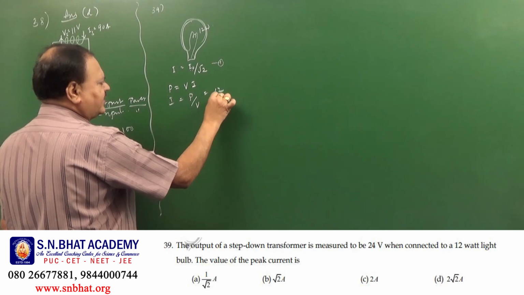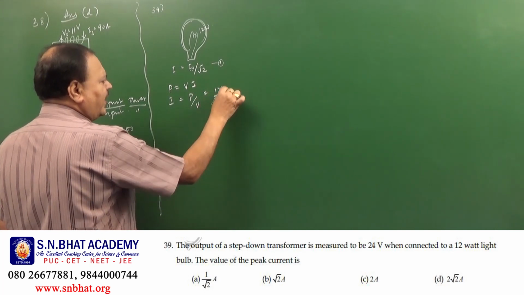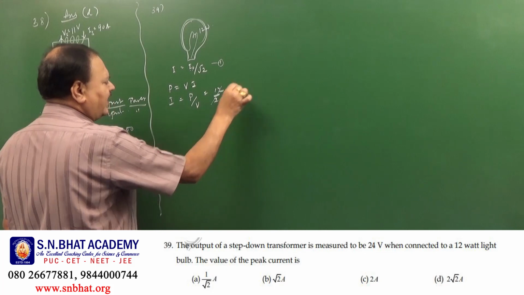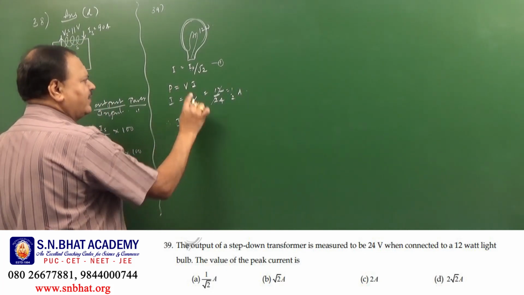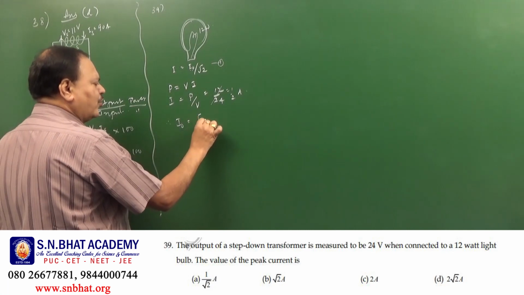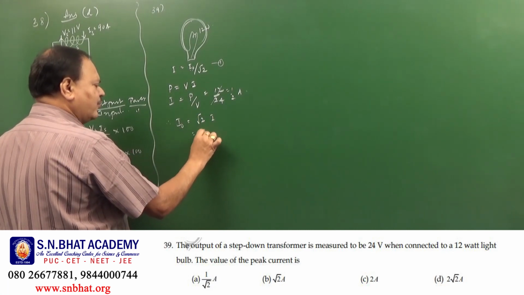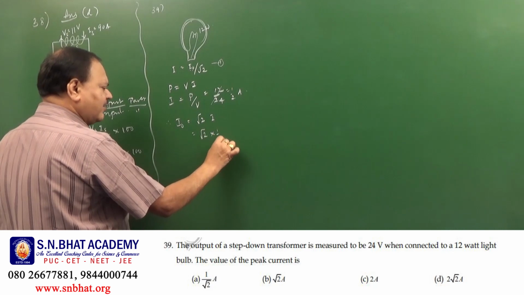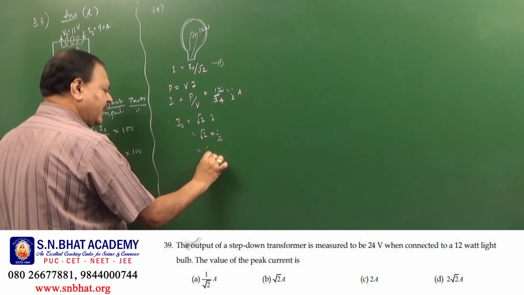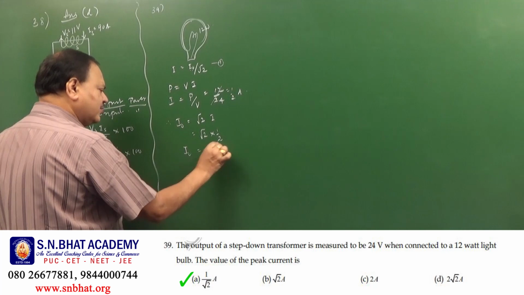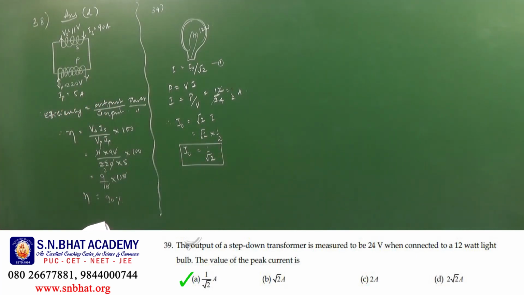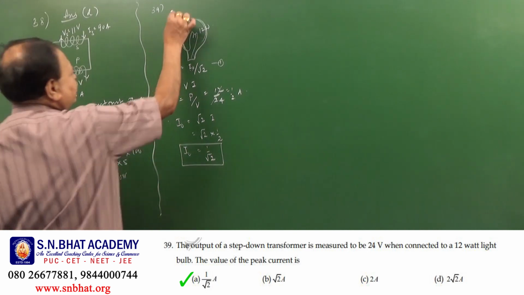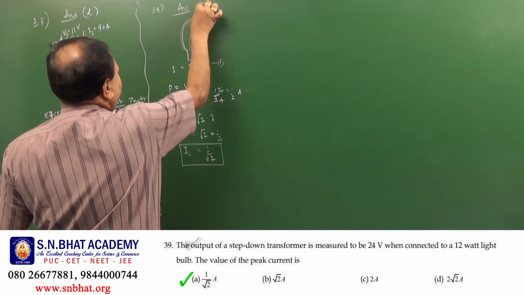P he has given is 12 and V is equal to 24 volt, and it comes out to be half ampere. Substitute this value in equation number 1. I0 is equal to, what is the formula, √2 into I. Therefore it is √2 into I value, which is half. Then it becomes just 1/√2. So your I0 value, the peak value of current, is equal to 1/√2. So mark it; the appropriate answer is A.